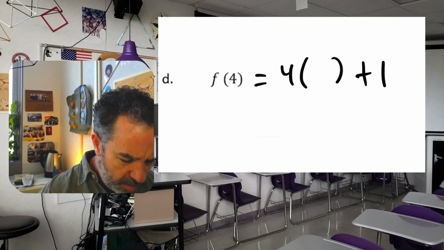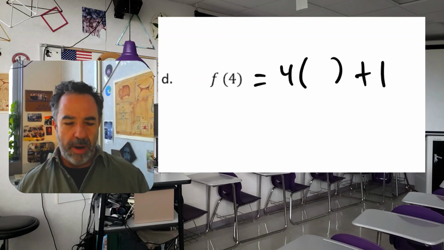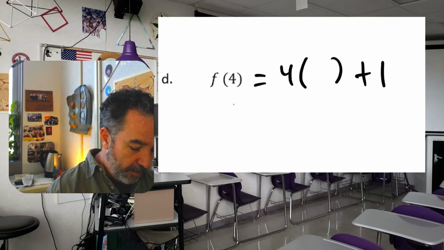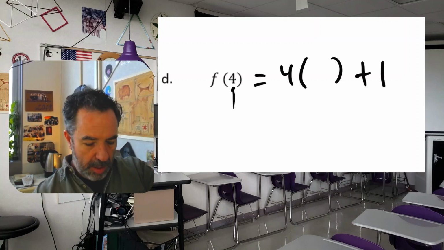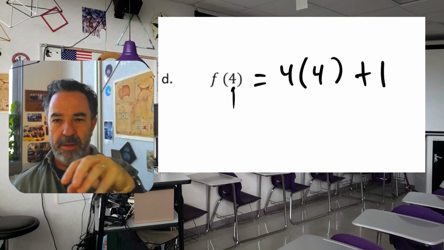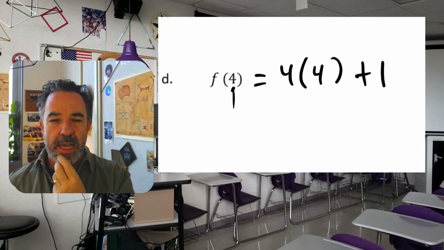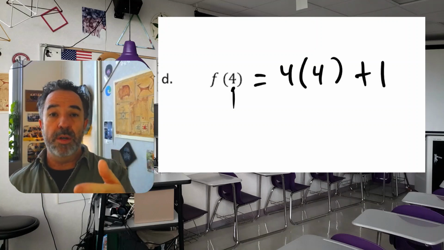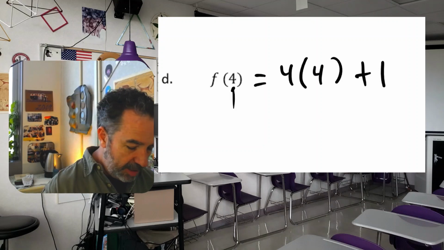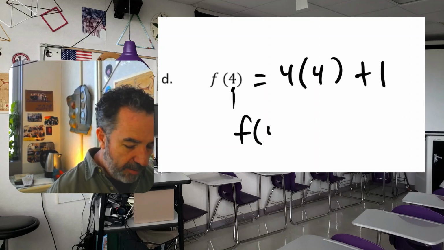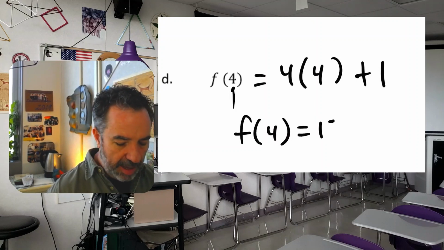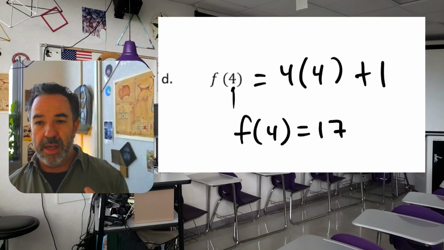The other one over here was f of 4, right? When 4 goes into it, there's a 4 that got placed in that function. It gives me back 4 times 4 is 16, plus 1 is 17. So I could say f of 4 is 17. You give it 4, it gives you 17.